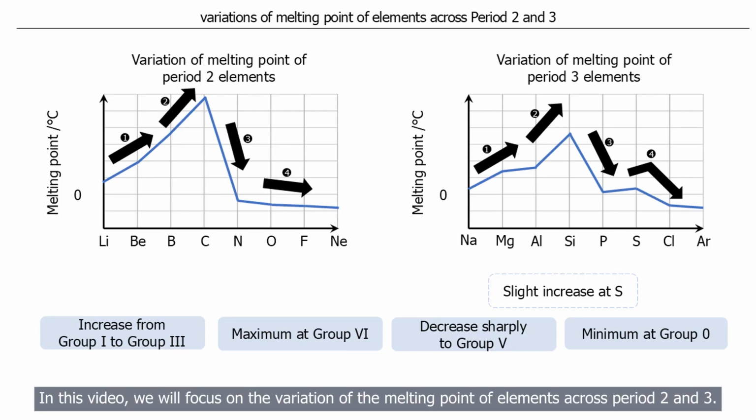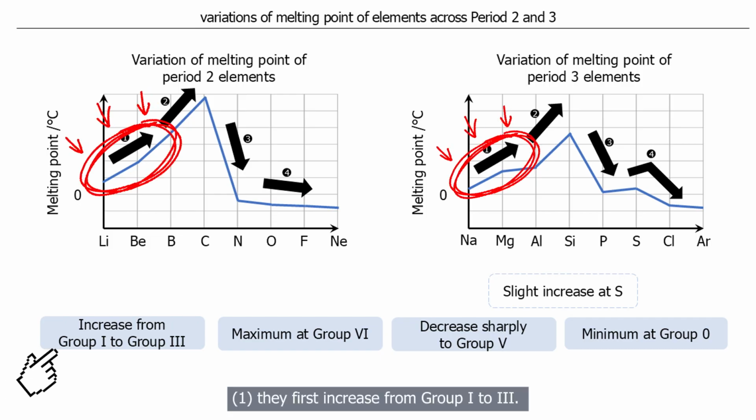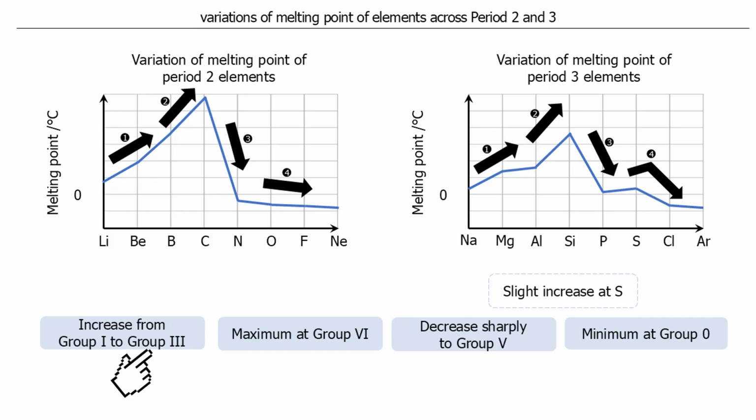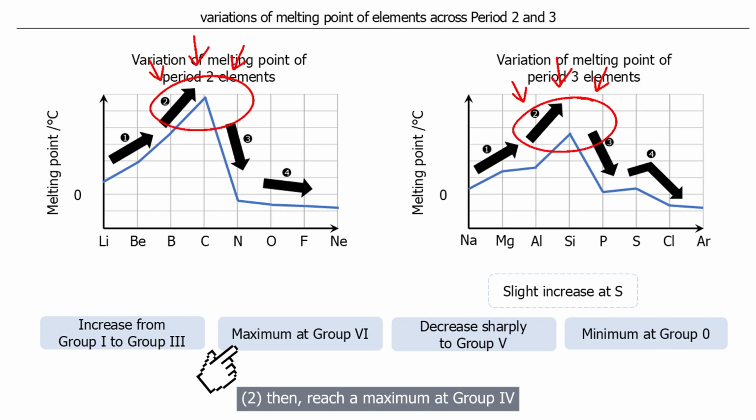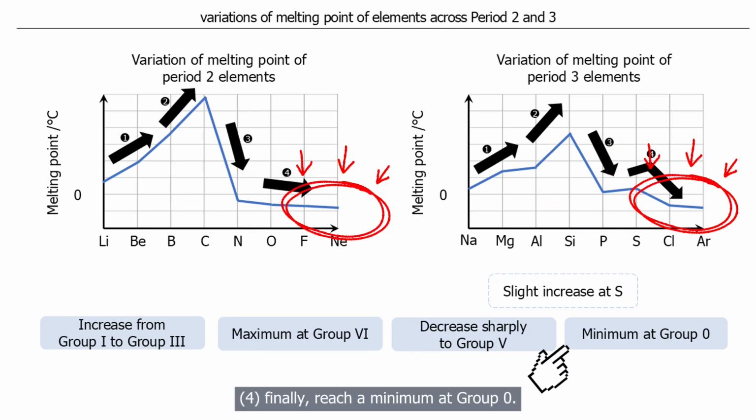In this video, we will focus on the variation of the melting point of elements across period 2 and 3. In both periods, we can see that the melting points of elements follow the same trends. They first increase from group 1 to 3, then reach a maximum at group 4. Next, decrease sharply to group 5. Finally, reach a minimum at group 0.